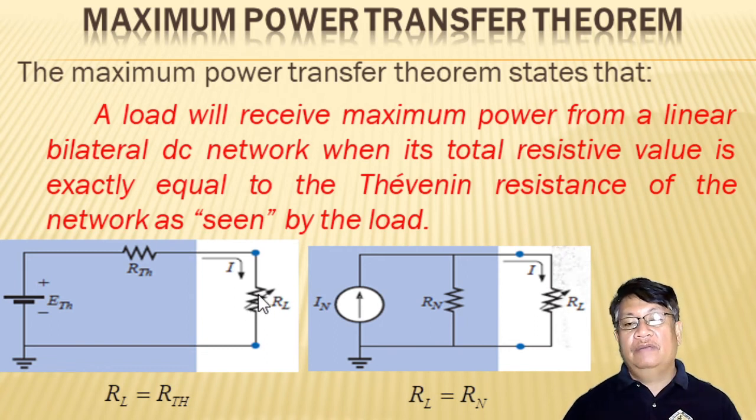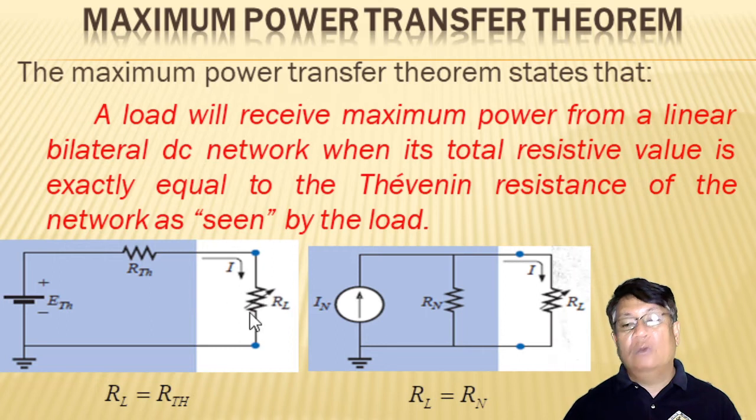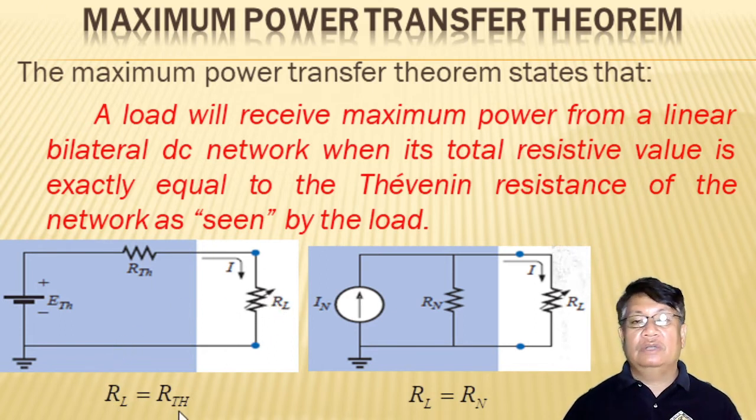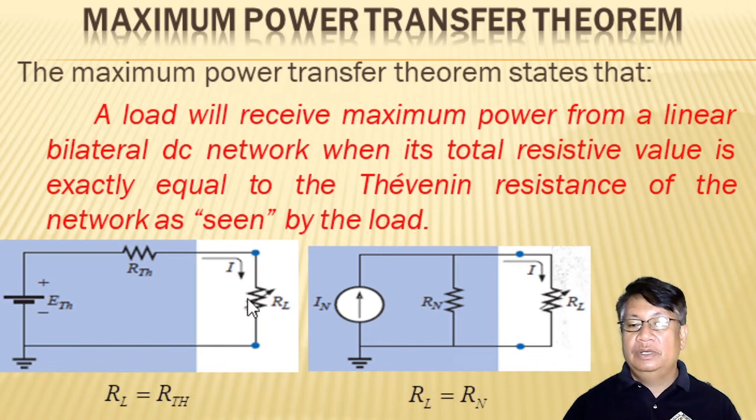because whatever the value of your internal resistance, it is equal to the load resistance. Or simply, your load resistance here is equal to the Thevenin resistance. That is why this is variable. In this condition of R sub L equal to R sub TH, we will have maximum power transfer to this load here.